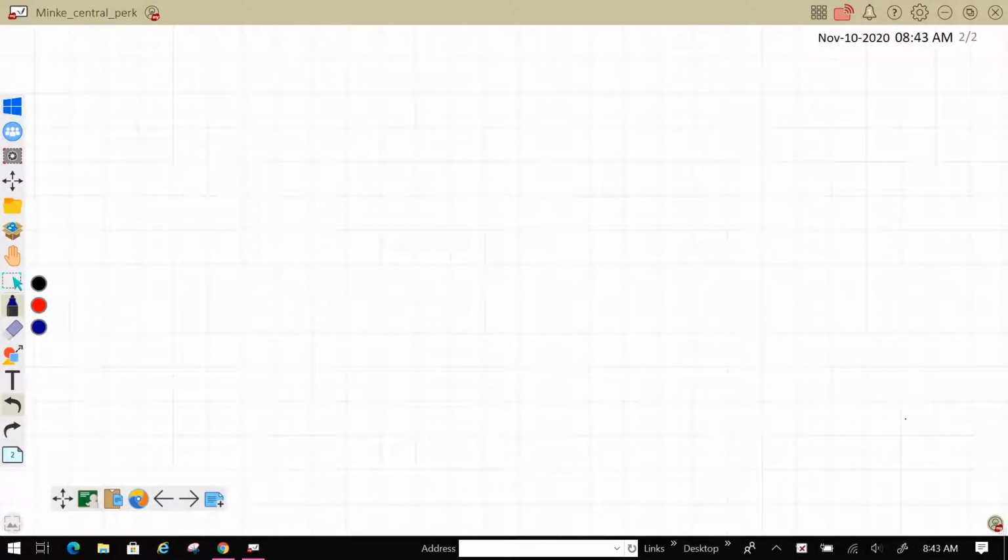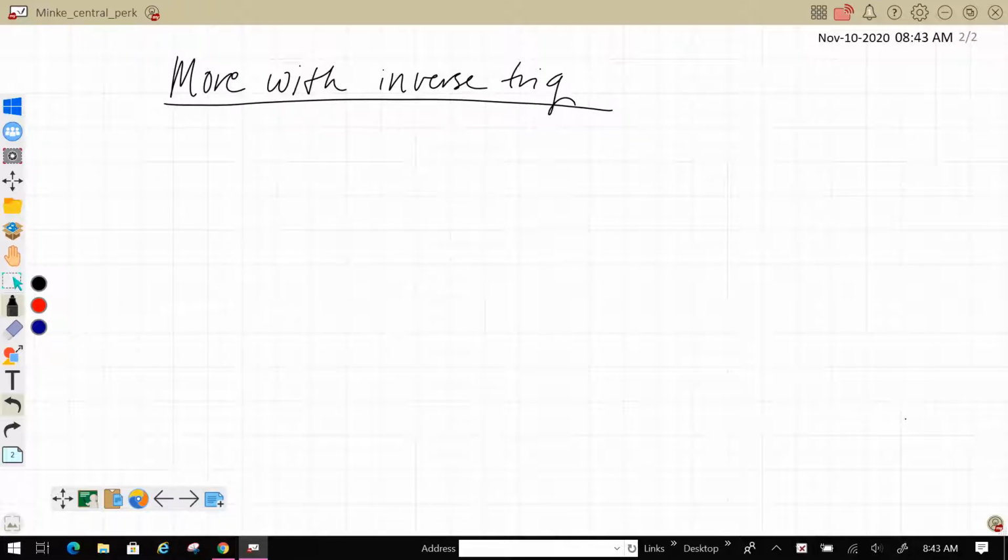Okay, so, like I said, how does it get trickier? We're going to do more with inverse trig. All that we're going to do is add a couple of layers to what we were doing yesterday. All the same rules still apply. We're still going to evaluate everything the same. It's just what if you see more like a composition, like maybe a problem nested inside of another problem?